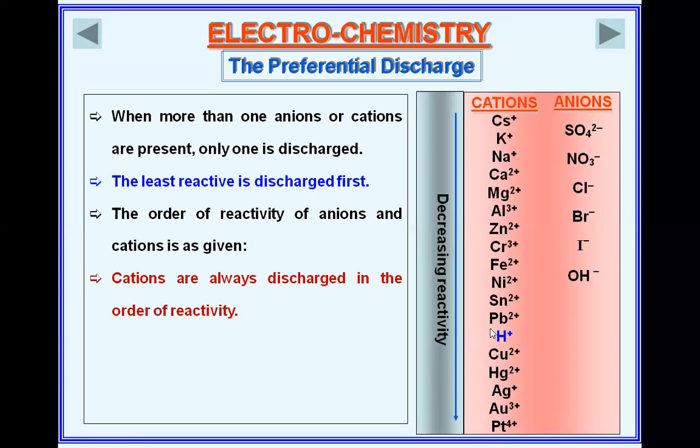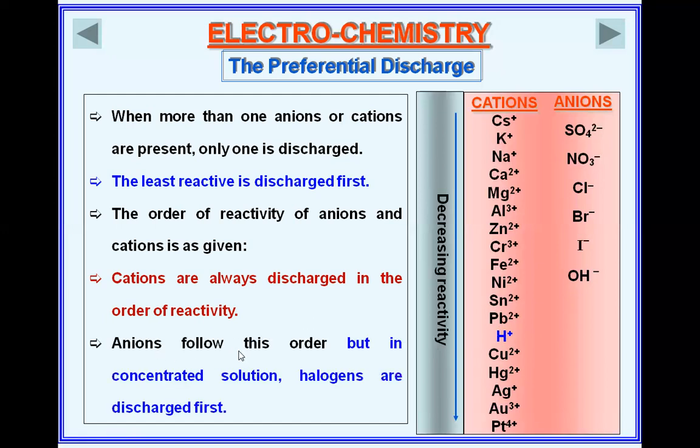At that time, hydrogen cannot be discharged, because reactivity decreases from upward to downward, or the ability to gain electrons increases. The lower ion can accept electrons more easily than the upper one. This is the conclusion of the preferential discharge scheme.